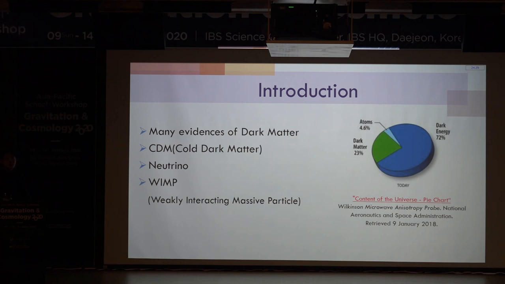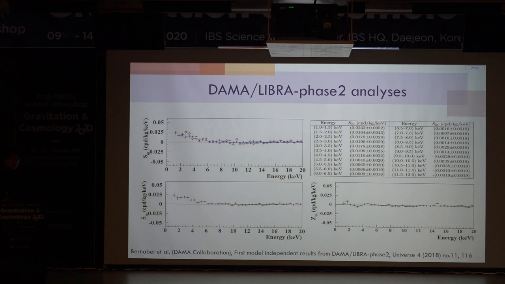As you know, around 23% of the total mass of the universe and more than 90% of the halo of our galaxy are believed to be composed of dark matter. There are many evidences and candidates like CDM, neutrinos, WIMPs, etc. Among them, WIMP is the most popular model, so worldwide effort is underway to detect WIMPs. In the series of direct detection, I'm going to explain the DAMA Libra experiment result from their search of annihilation modulation in their sodium iodine detector.